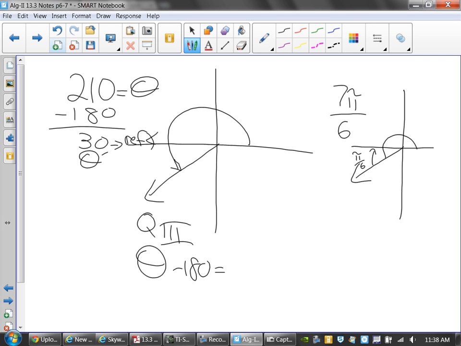Yeah. What about other ones you do? 7 pi over 8. How do you get pi over 8? For a second quadrant, what's pi minus 7 pi over 8? How much pi is left to get to a full pi? 1/8.